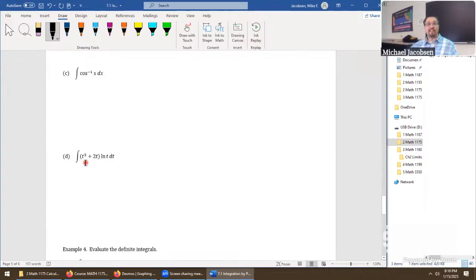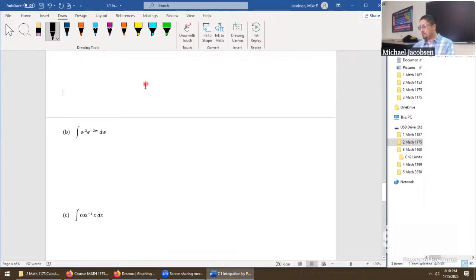Except for this one right here. This one's different because we don't pick u as t cubed plus 2t. It's a totally different problem in its own sense. But starting on this one, here's the process.